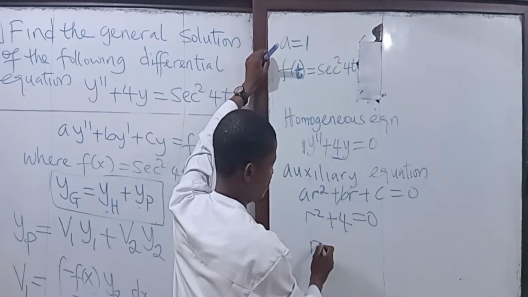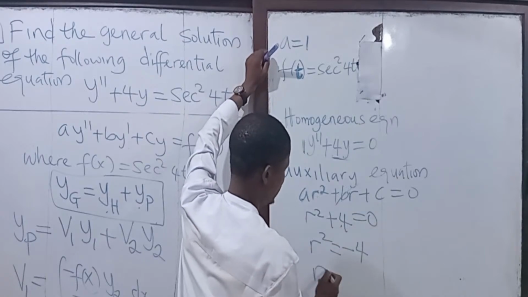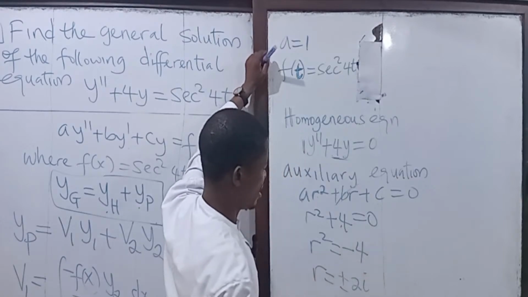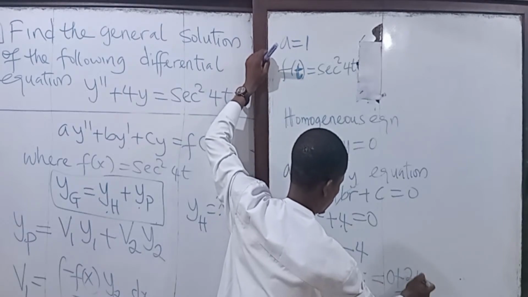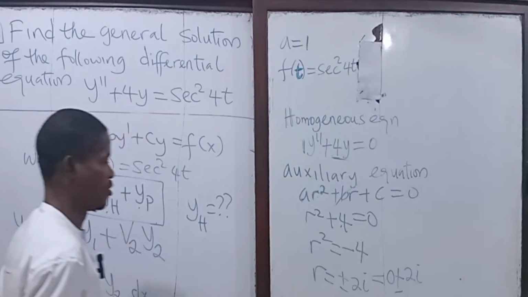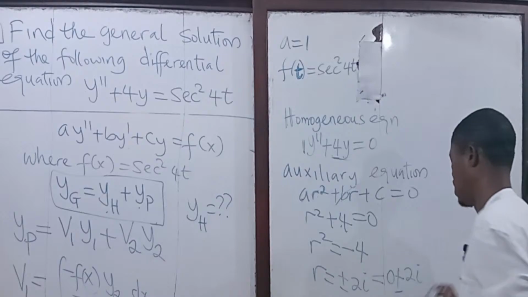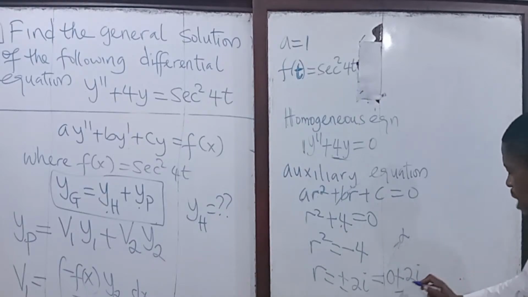Make r the subject: r squared is equal to minus 4, so r is equal to plus or minus 2i, which is 0 plus or minus 2i. This is a complex number, so the real part is what you call alpha, and the attachment to i is the beta.